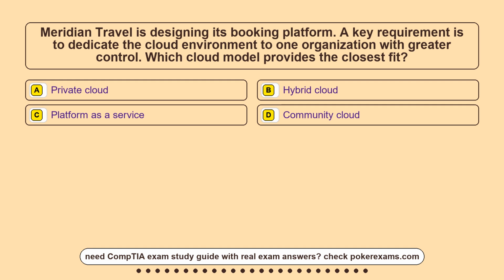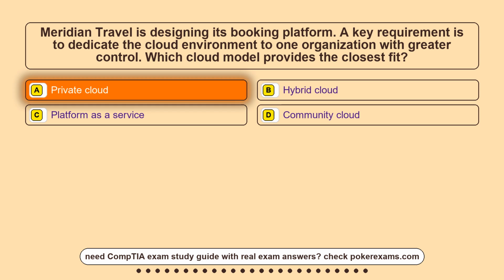Question 1. Meridian Travel is designing its booking platform. A key requirement is to dedicate the cloud environment to one organization with greater control. Which cloud model provides the closest fit? Option A, private cloud. Option B, hybrid cloud. Option C, platform as a service. Option D, a community cloud.